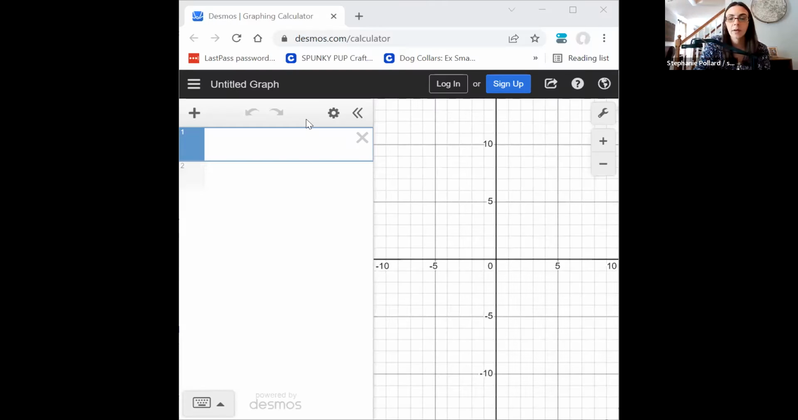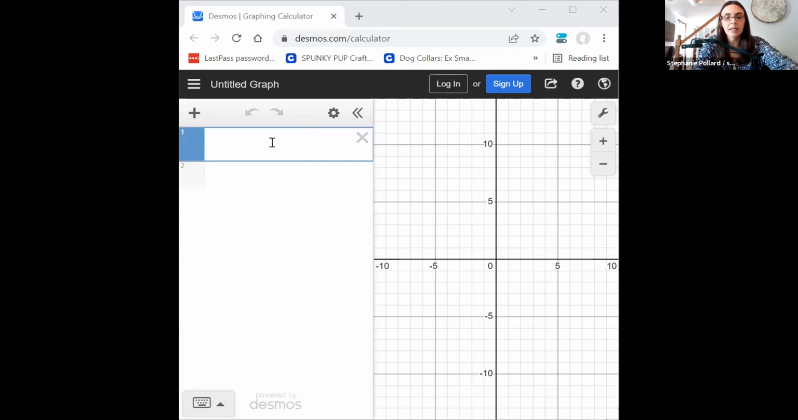Let's see. Just find my Desmos screen for a second. Sorry for the delay, guys. Let's see if we can do this again. Desmos graphic. All right, there we go.